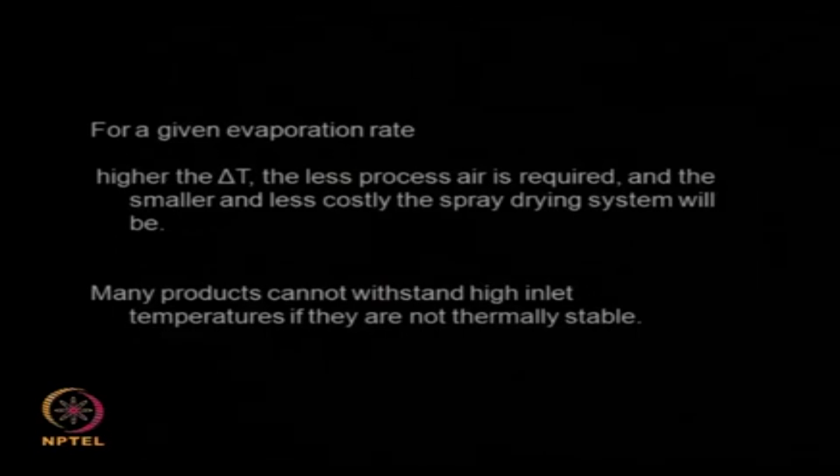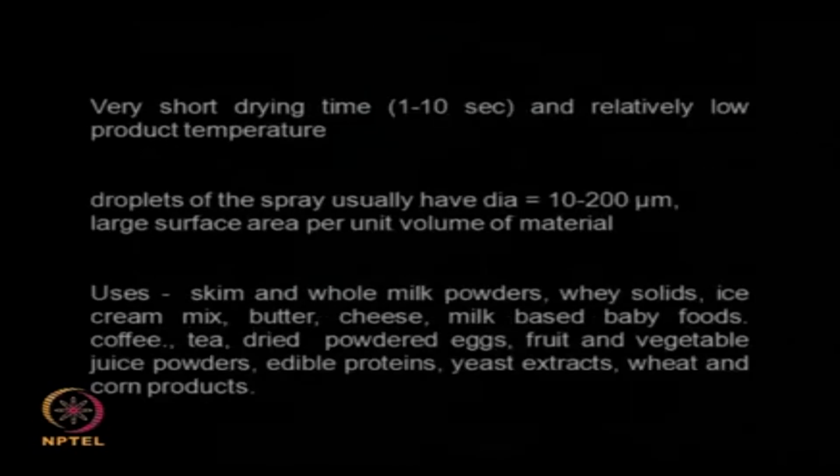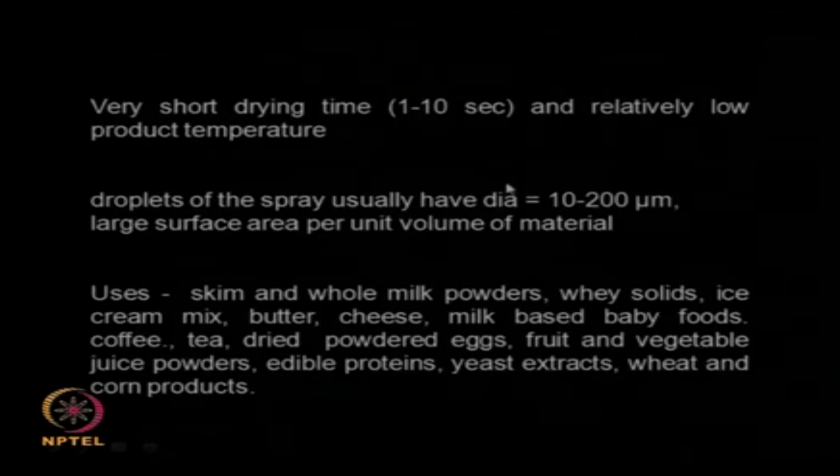So if I reduce the temperature difference, that means I do not use very hot air but I use medium hot air, then I will require more air, that means the size of the dryer has to be bigger, and the size of the blower or compressor which is pumping in the air also has to be bigger. But then the advantage is I am not heating it up to a very high temperature, that means there is no worry about deactivation of the material because of high temperature. So I can reach a very short drying time and low product temperature using this type of dryer.